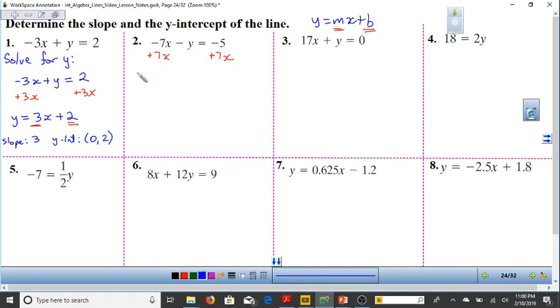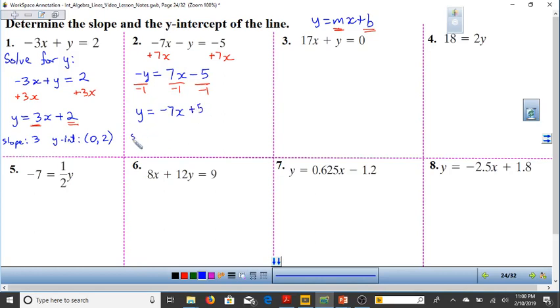And then we have -y is equal to positive 7x minus 5. But then we have a -y, we want a positive y. So now we're going to divide both sides by -1. And dividing both sides by -1 means divide each term by -1. So now y is equal to -7x plus 5.